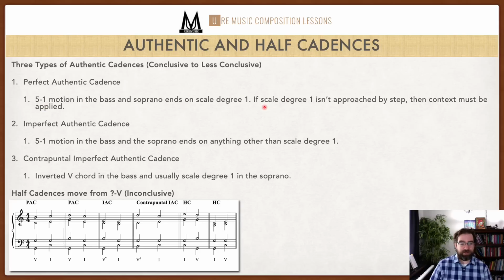So the important thing about the perfect authentic cadence is that if scale degree 1 isn't approached by step, then you have to apply some context to determine whether or not it's a perfect authentic cadence. There's a few instances where Mozart will have sort of a half beat break between the 7th scale degree and the 1st scale degree in the soprano, and some theorists will argue, well, is it really a perfect authentic cadence if it doesn't connect directly into the 1 chord? It just depends on how you hear it.